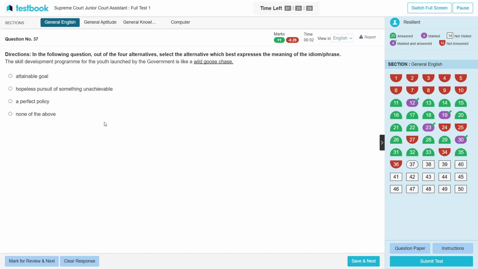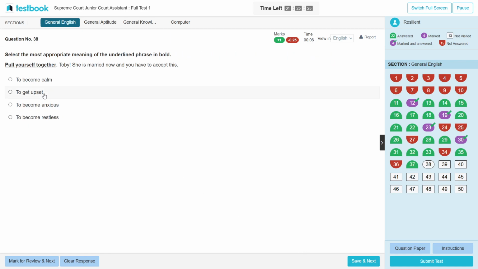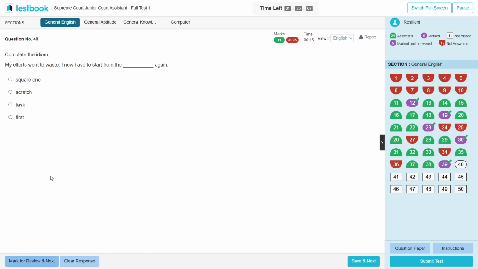A wild goose chase. Hopeless pursuit of something unachievable. Pull yourself together to become calm. Nobody knew that such a strong man would be faint-hearted, so disheartened, so weak. My efforts went to waste. I now have to start from the dash again. Square one.